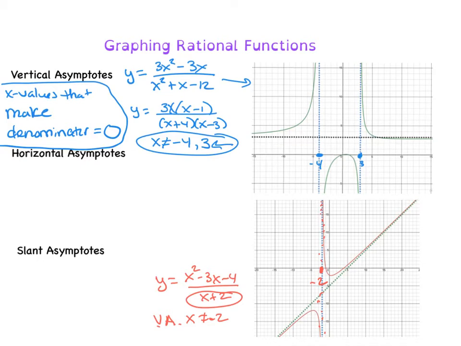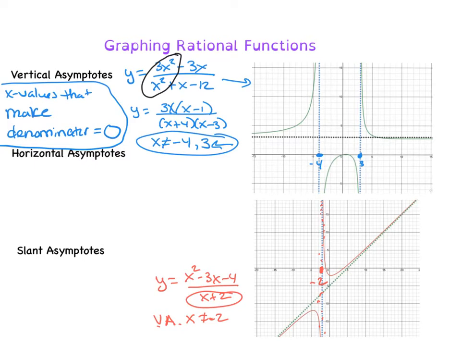Okay, horizontal asymptotes. So horizontal asymptotes require us looking at the degree of the numerator and the degree of the denominator. And you basically have two different cases. Either the degrees match, so for this first example in blue, the degree of the numerator is 2, and the degree of the denominator is also 2.